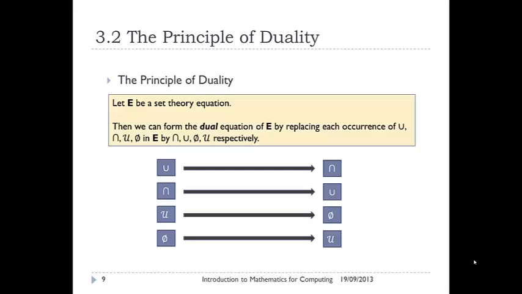So we take an original equation and apply these transformation rules. Union operator goes to intersection operator goes to union operator, a reference to the universal set will become a reference to the null set, and a reference to the null set will become a reference to the universal set. If we take these actions, the resulting set theory equation will also be true. Let's have a look at some examples.